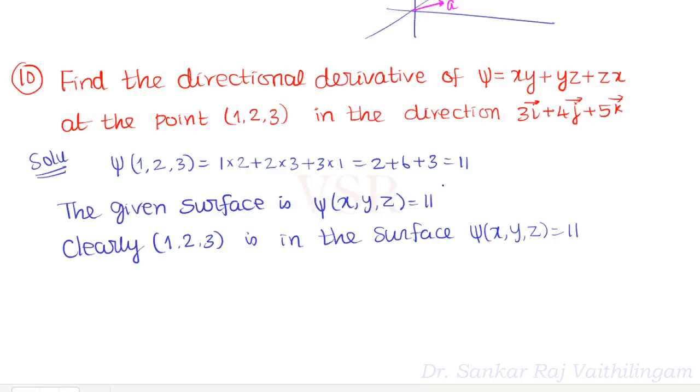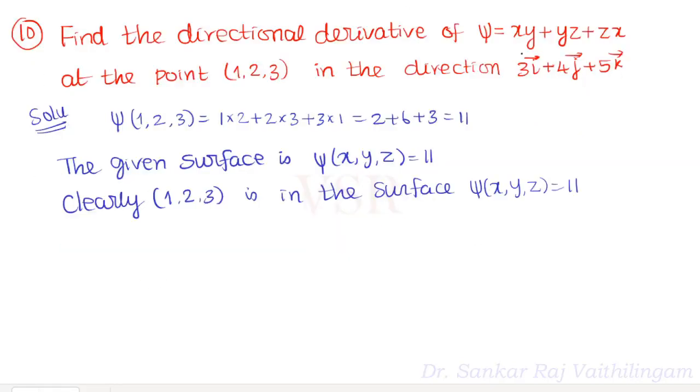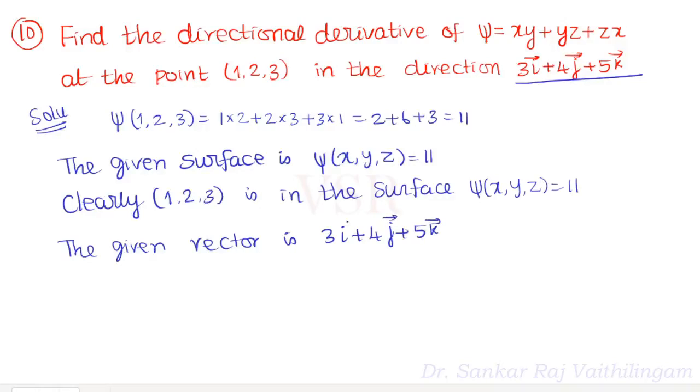Okay. Now the given vector is 3i plus 4j plus 5k. So we are having 3i plus 4j plus 5k, but this is not a unit vector.